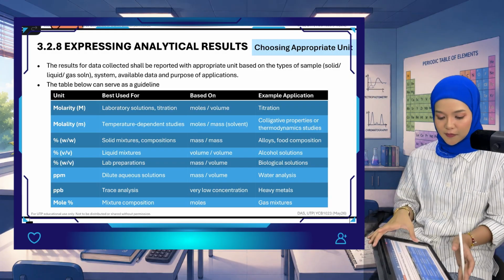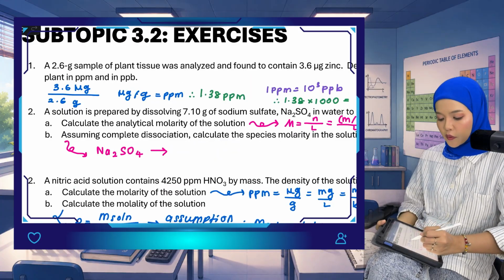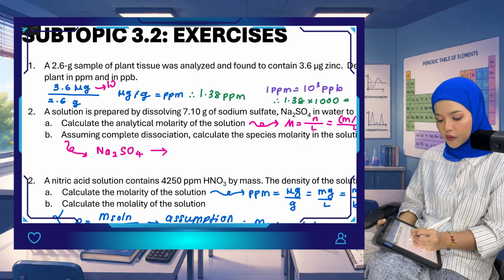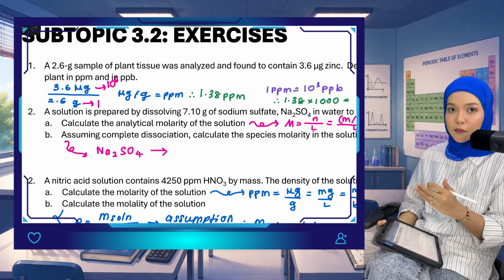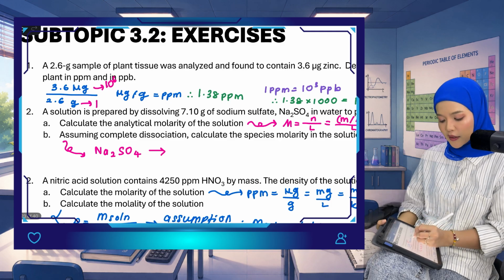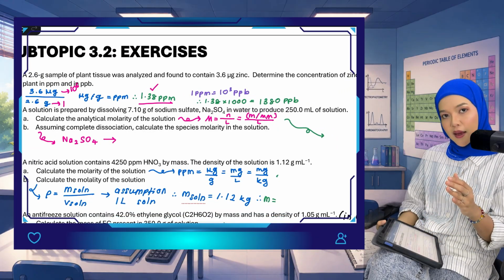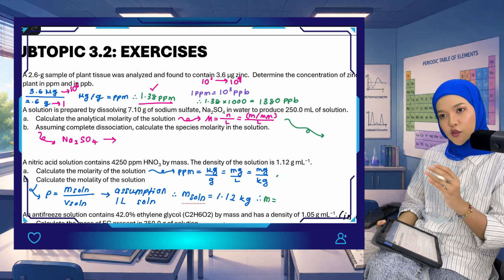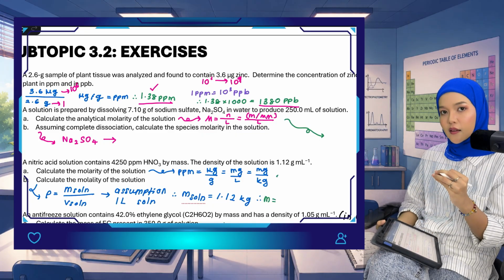All right, now let us look quickly into these exercises. The one given to you is in micrograms. The unit is already 10 power 6, so the ratio is already in ppm. You just need to divide the numbers and you get 1.38 ppm. Now, to convert from ppm into ppb, you go from 10 power 6 to 10 power 9, so you just multiply by 1000, which gives around 1380 ppb.